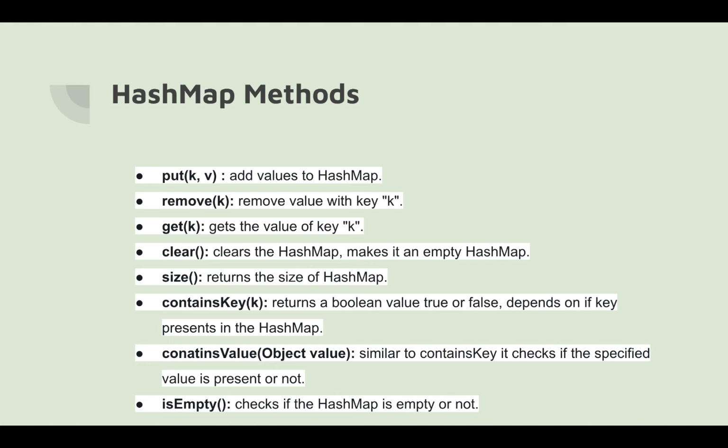The containsKey checks if the given key is present in the HashMap or not. The containsValue checks if the value is present or not. The isEmpty checks if the HashMap is empty or not. It returns a Boolean value. So let's jump back and we will see how HashMap works in code.